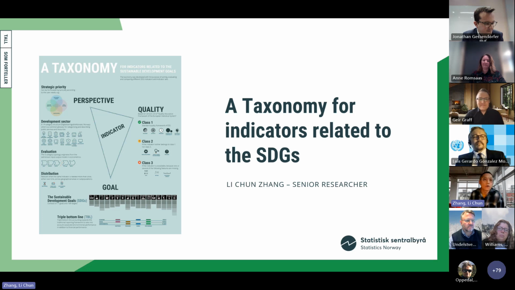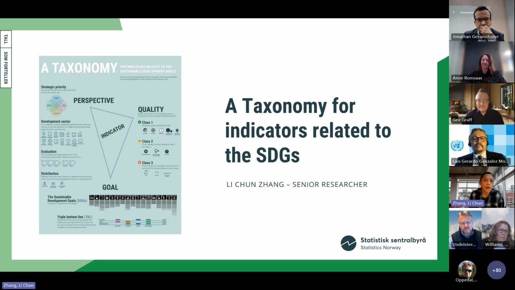Whereas what we're going to talk about is a taxonomy for indicators related to sustainable development goals. This taxonomy is a classification system that can be used to classify and assess either a given indicator itself or a set of indicators by applying a common standard taxonomy to all the SDG indicators. This should hopefully clarify their use and usability, either each on its own or in comparison to each other.